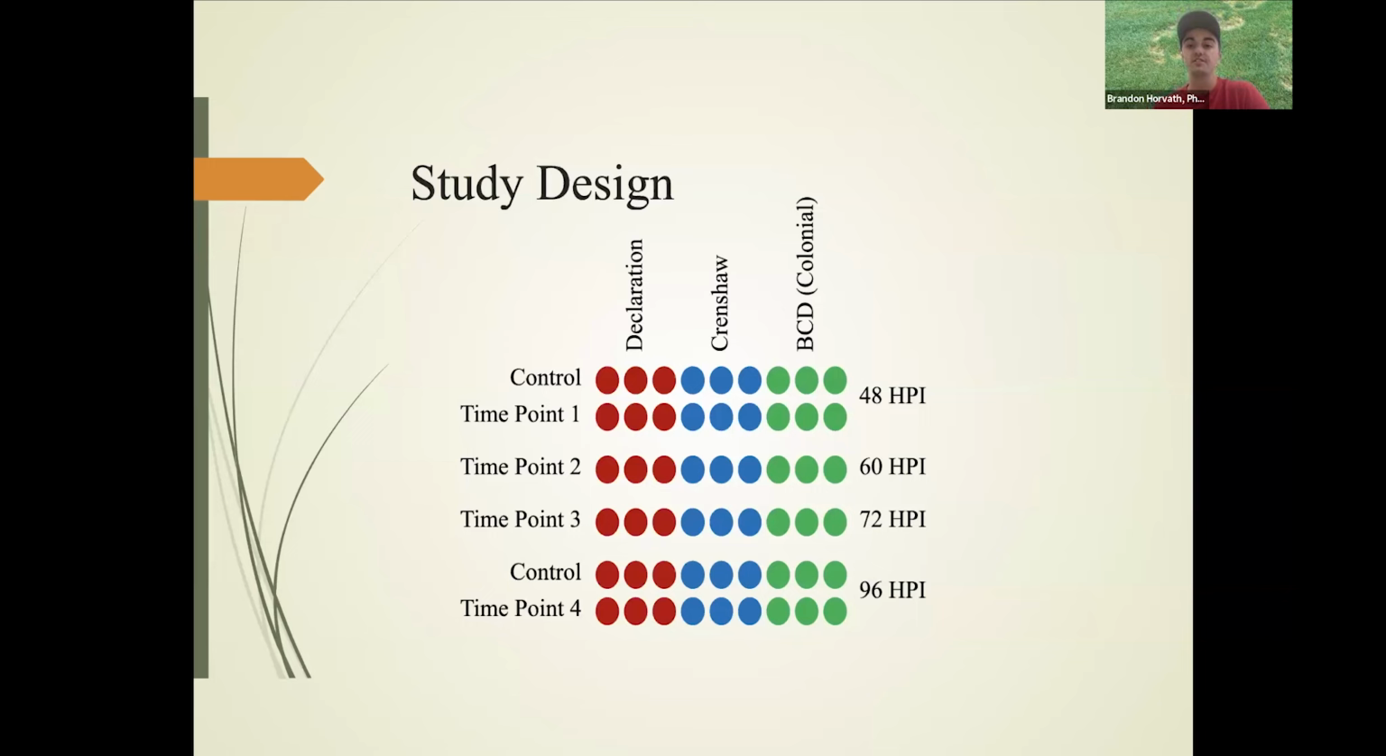Additionally, we sampled at 4 different time points. So we sampled at 48 hours after inoculation all the way to 96. And in addition, we also had non-inoculated controls at the first and last time points so that we could compare our gene expression to what's been infected versus what's not.